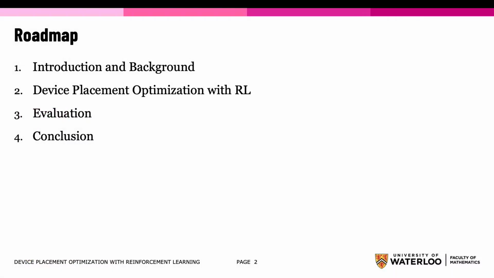First, a quick roadmap. We'll begin by introducing the device placement optimization problem and explaining any necessary background information. Then we'll get into the reinforcement learning-based solution that the authors propose in this paper. Then we'll discuss the evaluation that takes place in the paper, and follow this up with a conclusion summarizing some of the main points and possible future directions of research.